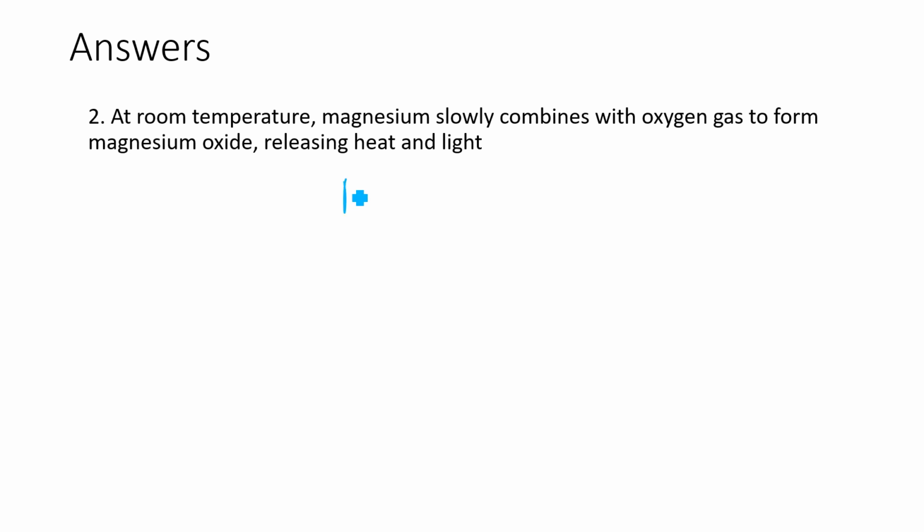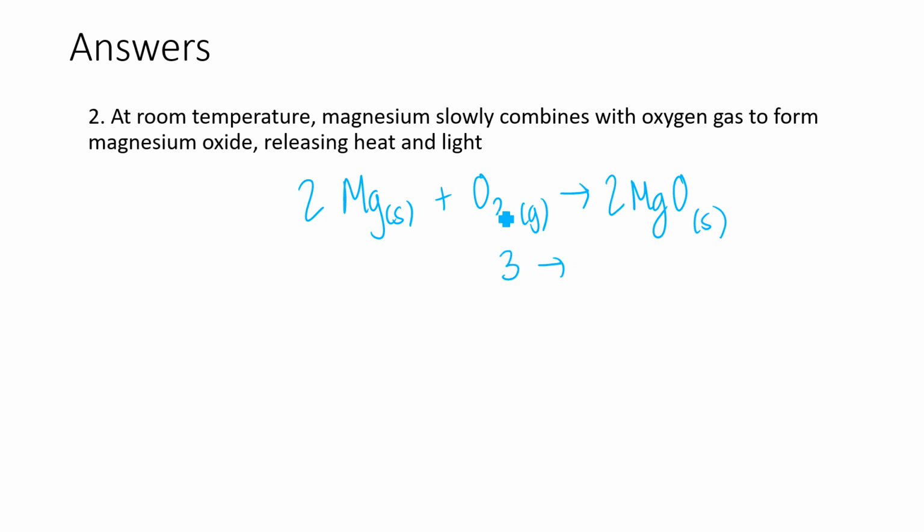Here's another example. We've got magnesium, which is a solid, reacting with oxygen gas. It's going to form magnesium oxide. I should balance this equation. Here we go. So notice how we're going from 3 reactant particles to only 2 product particles. Also, we have a gas in the reactant and not in the product. Those two things tell me that there's going to be a decrease in entropy.